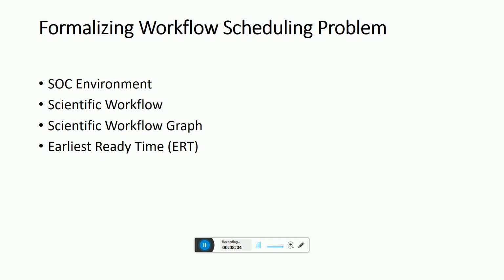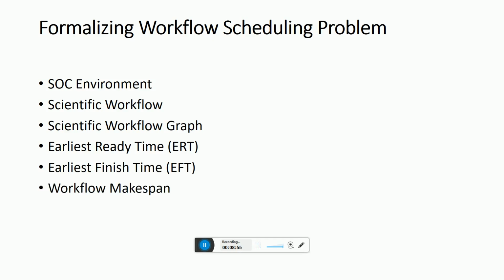Earliest ready time, or ERT, is the earliest time when all predecessors have completed their execution and all input data have arrived at the specific resource. EFT is the earliest finish time of a predecessor of a specific task on a specific resource. And workflow makespan is the total completion time of a workflow.